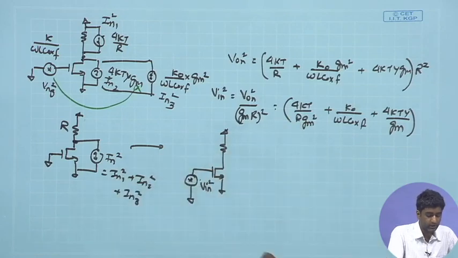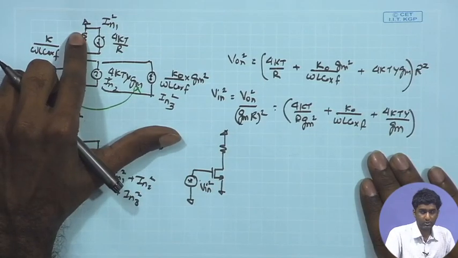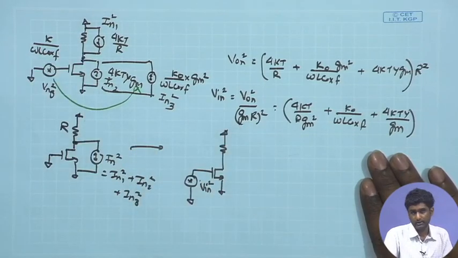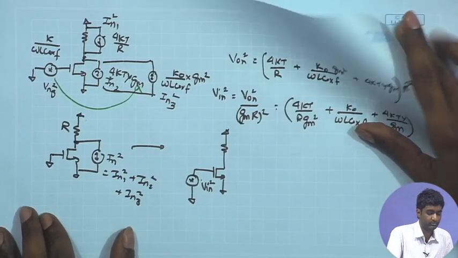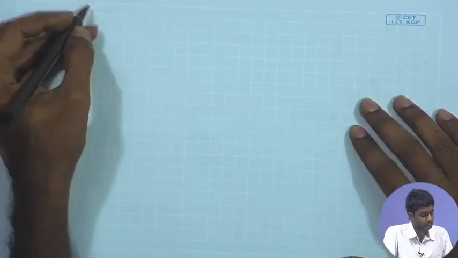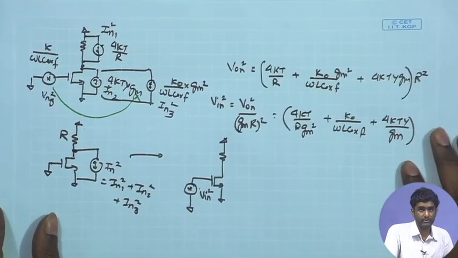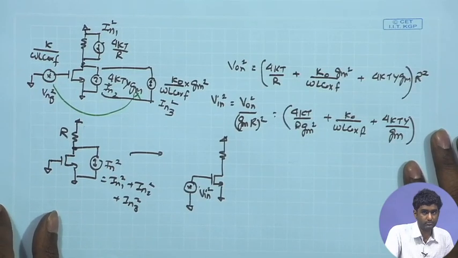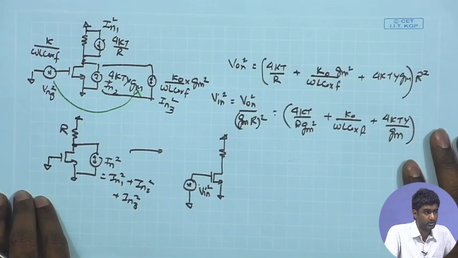Likewise, we can look at an active load circuit where you have a PMOS as an active load, and then look at the concept of the input referred noise of the common source amplifier with active load. Any question on this part before we proceed towards active load? Yes, any question on the passive load part?